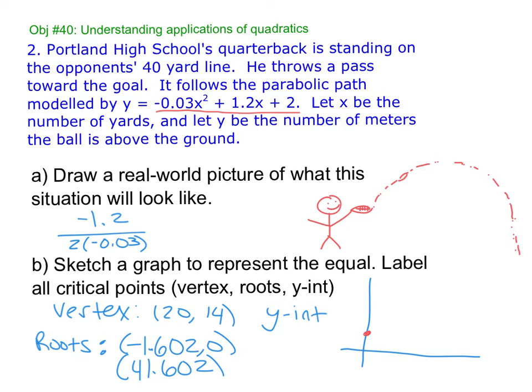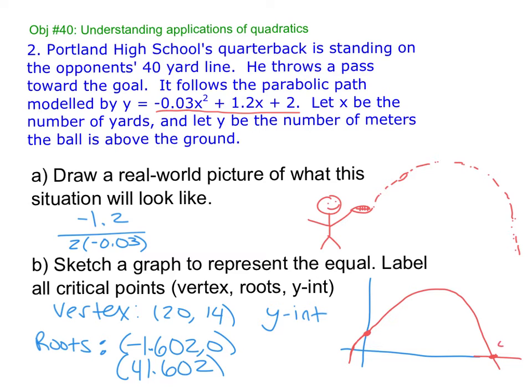So it's 2 meters, right? A meter is about 3 feet, about the same as a yard. So my guess is the quarterback is about 6 feet tall. So that would be like the quarterback. And this is if he dropped the ball, I guess, and then it goes up, comes back down.